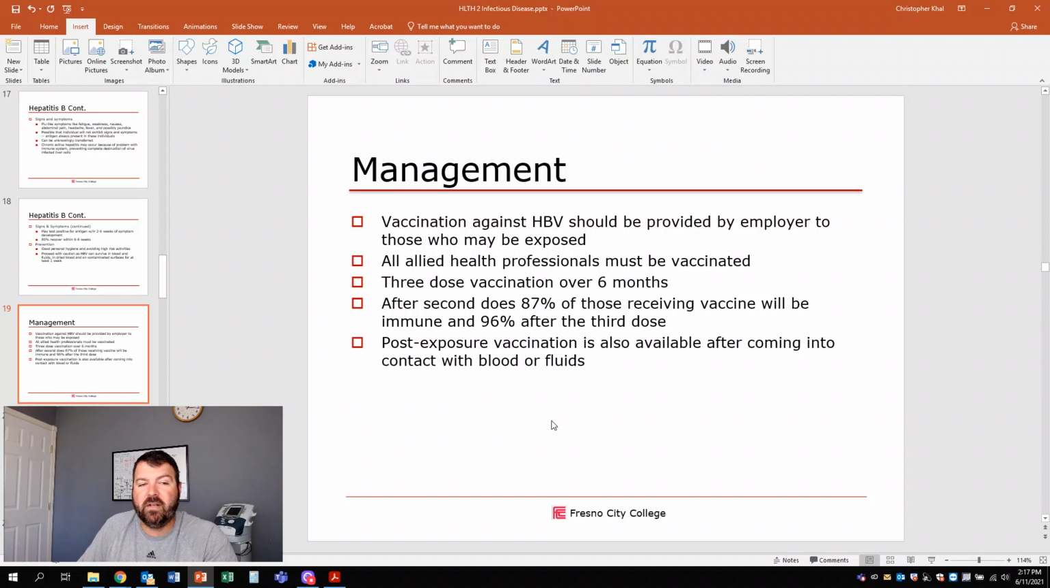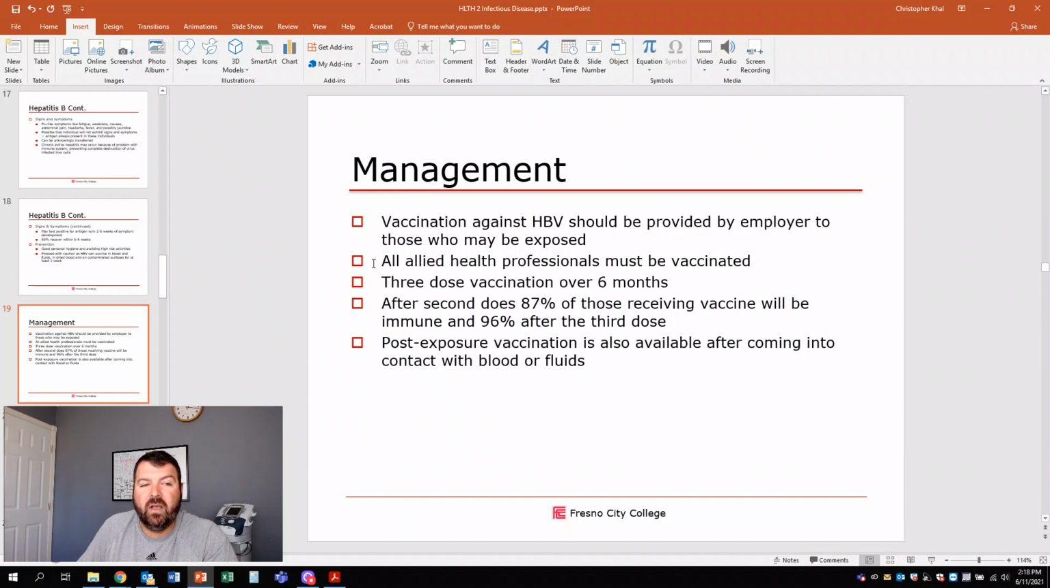So management, obviously vaccinations. If you get exposed on the job, your employer will have ways of dealing with that. They'll have their own protocols, whichever it is. Usually that's going to be in a hospital or healthcare facility, which is hopefully the only place where there's a chance of being exposed.